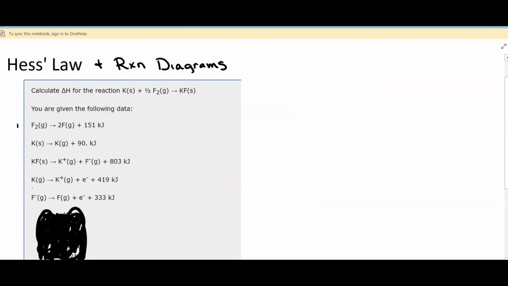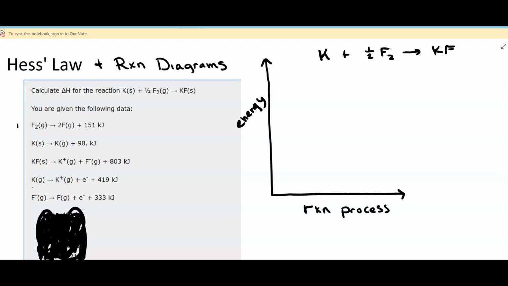When using Hess's law to draw a reaction diagram profiling the energy, we express energy on the y-axis and the progress of the reaction on the x-axis. The reaction we're going to profile is solid potassium reacting with 1/2 of a fluorine molecule in gas form and forming one formula unit of solid potassium fluoride salt.